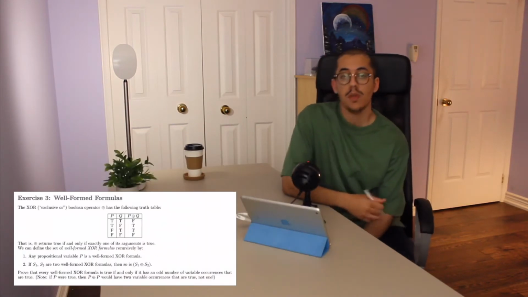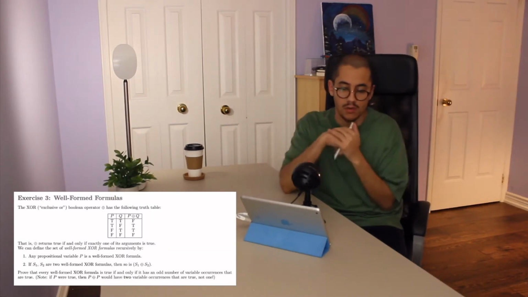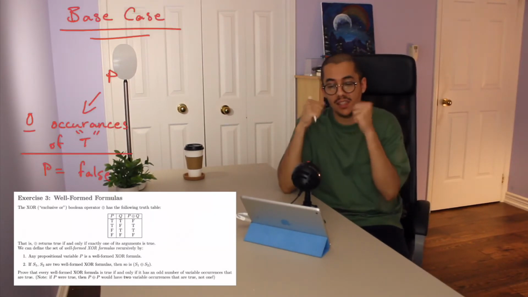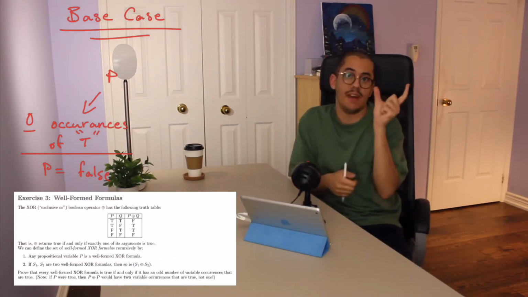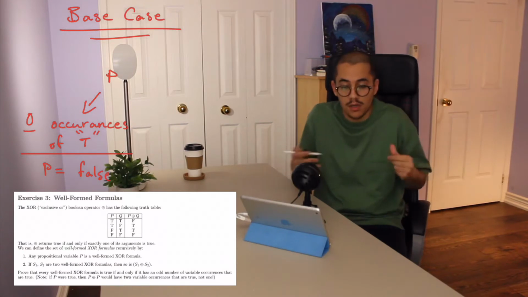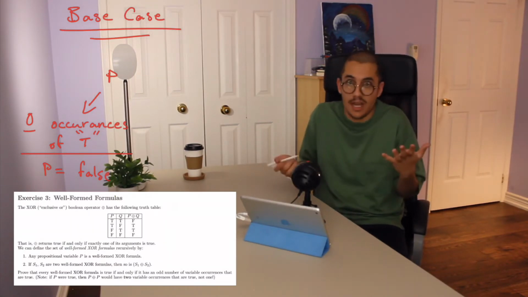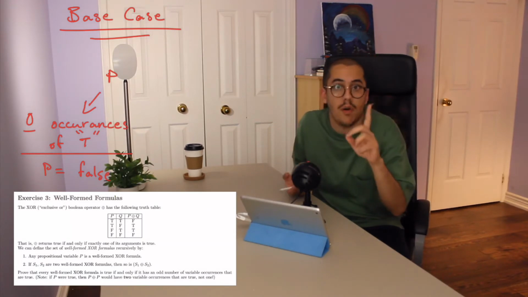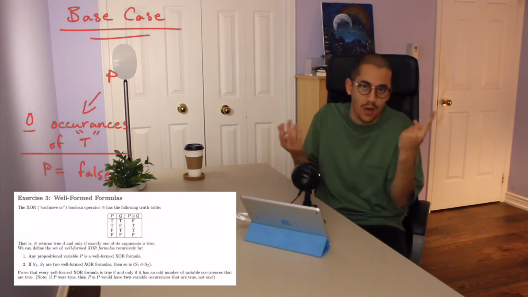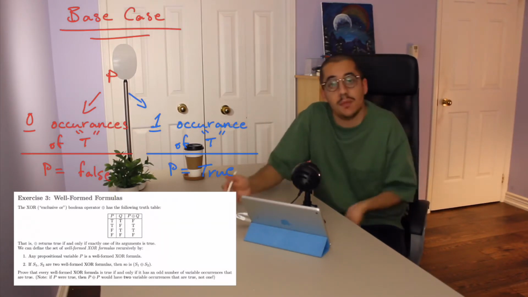Alright, so let's think about it this way. We're going to start with our base case. If P has 0 occurrences of the true value, then P is false, right? But if P has an odd number of true values, in this scenario it's 1, because it can't be more since P is just 1, then P is true as required. That's the base case.